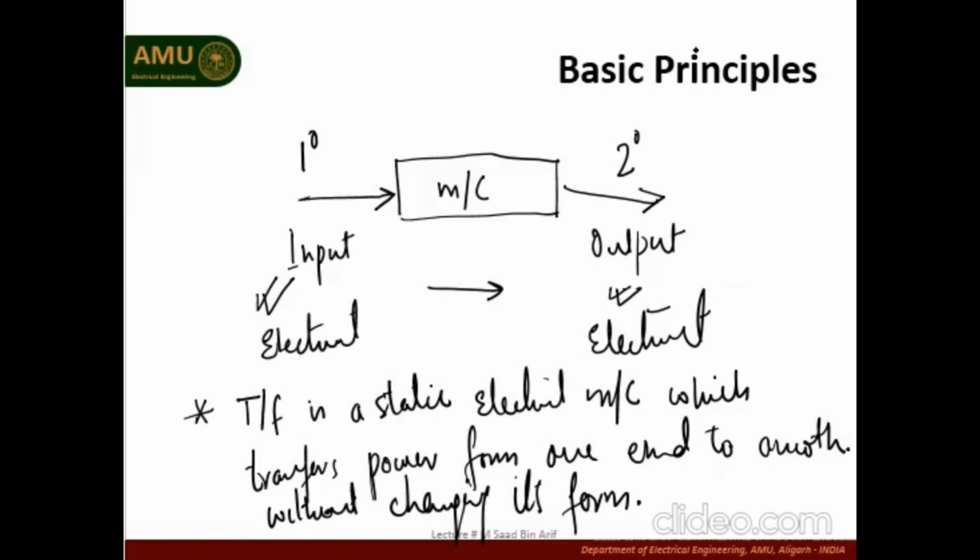Another important point about a transformer is that the frequency of the voltage remains constant. Whatever the frequency of the voltage we are having at the input, the same frequency of the voltage we will get at the output. It means in a transformer there is no change in the frequency, whereas if you look at the rotating machines, you will find that the frequency changes.